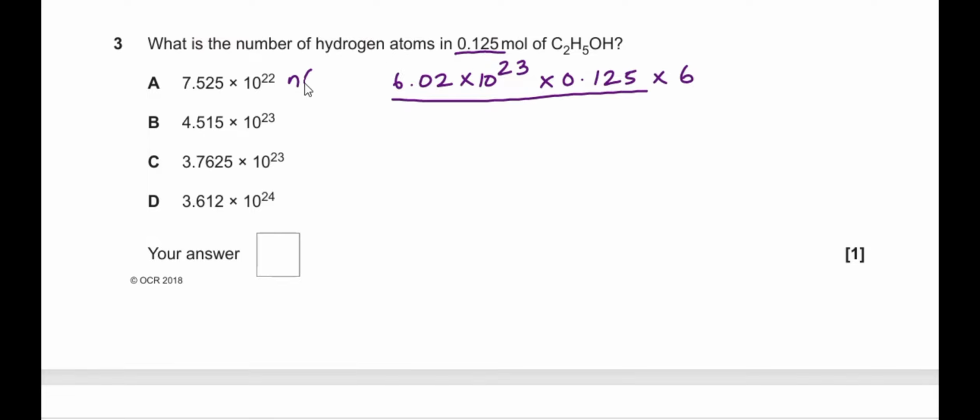Therefore, in this many molecules, there will be 6 times of that as hydrogen atoms. So let's write N hydrogen atoms is equal to this. Putting into the calculator, we get this as 4.515 times 10 to the power of 23. Looking at the options here, 4.515 times 10 to the power of 23 is B.